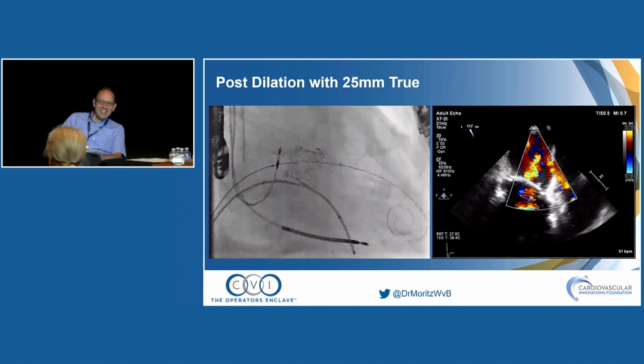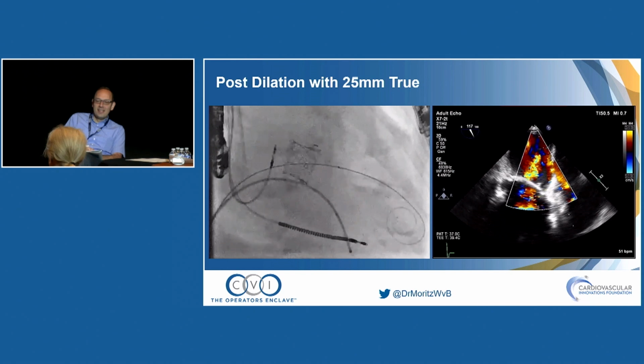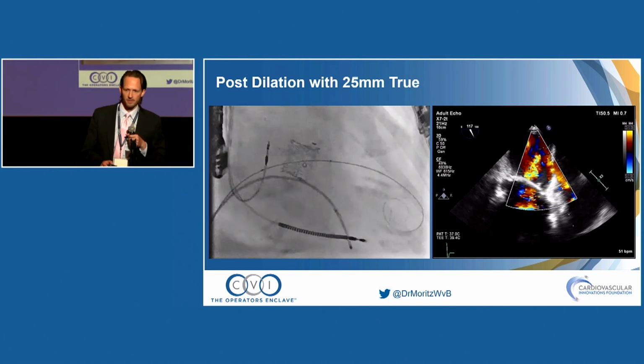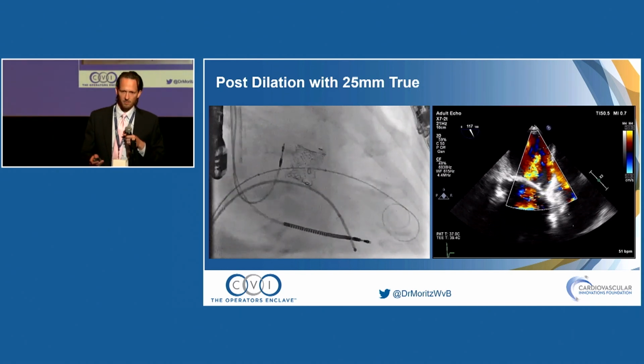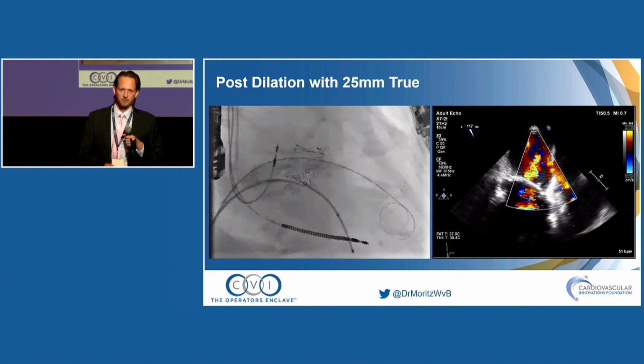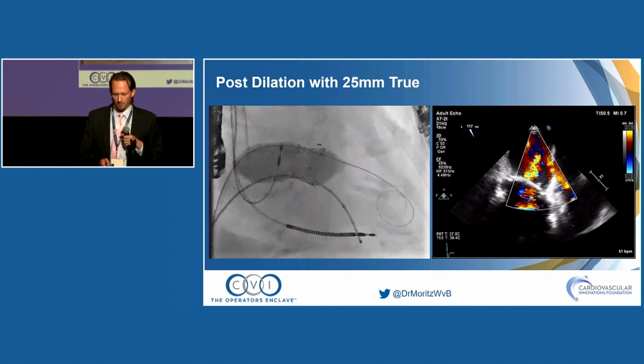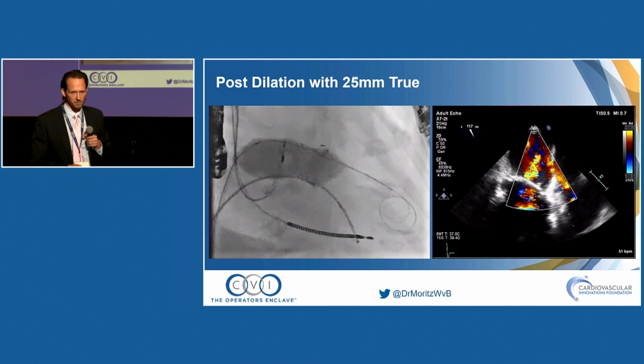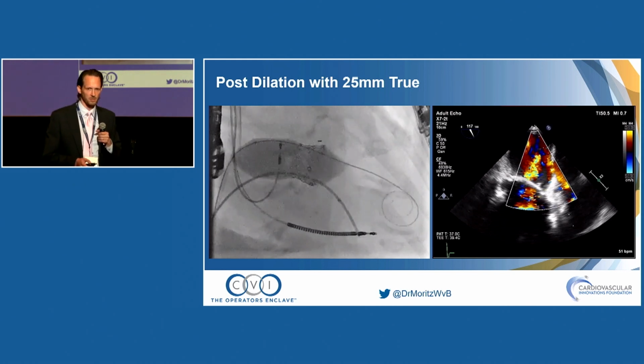Yeah, so the problem here is obviously that we ripped the valve. So not a great sight. Torrential MR after post-ballooning this. And I think it was interesting to hear the comments in the conversation about using a 23 versus a 20.